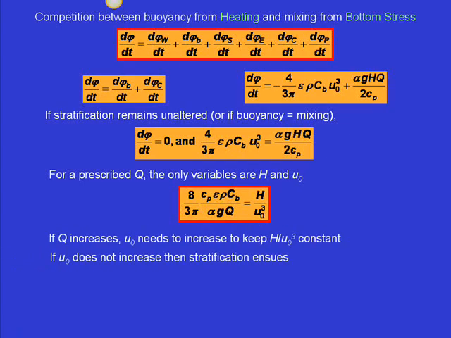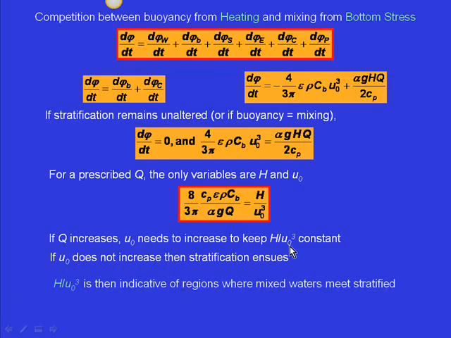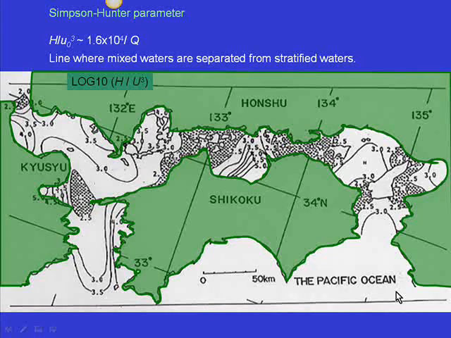Well, let's see how that works. So if Q increases here, then this one needs to increase to keep h over u cubed constant. So if Q increases, it will tend to stratify the water column. In order to keep the same conditions in which buoyancy equals mixing, then the current needs to increase. If it doesn't increase, then the water column will stratify. So that's what it says there. So this parameter h over u cubed is indicative of regions where mixed waters are separated from stratified waters. That's called the Simpson-Hunter parameter.